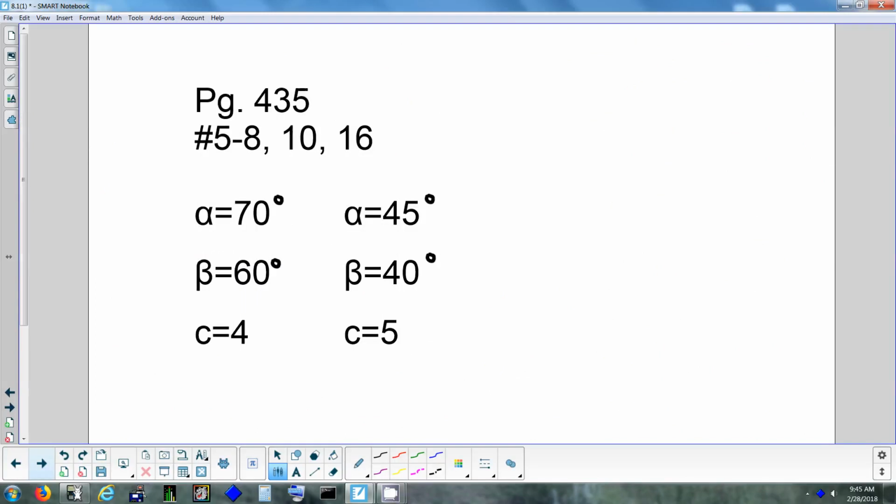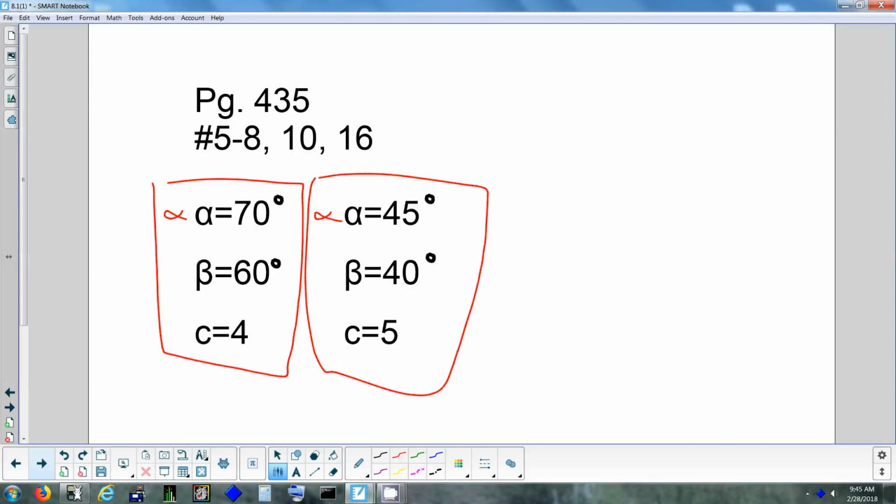All right, so on page 435 in the book, I want you to try 5 through 8, 10, and 16, and then I made up 2 other problems. That's an alpha if you can't read it. I know the font looks a little weird. It's not an A though. Okay, so these are 2 additional problems. In the first one, alpha is 70, beta is 60, C is 4. In the second one, alpha is 45, beta is 40, and C is 5. Okay, so we'll take a look at that tomorrow.